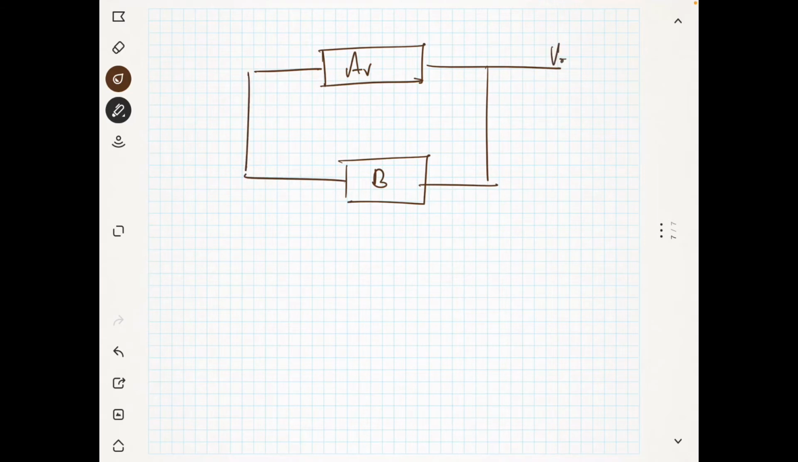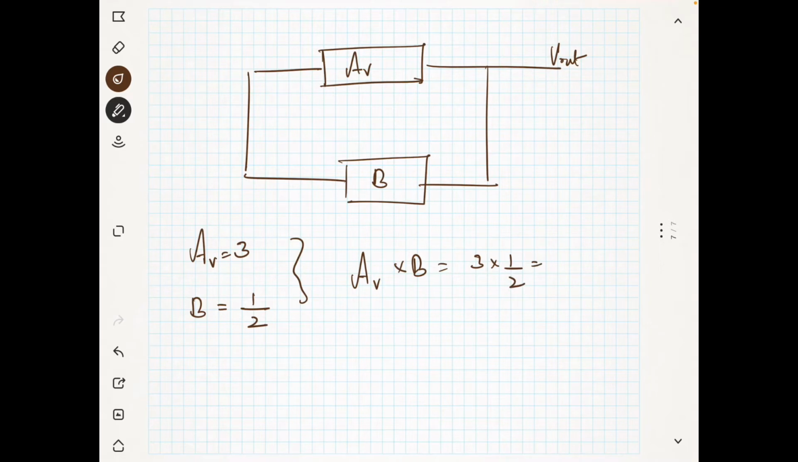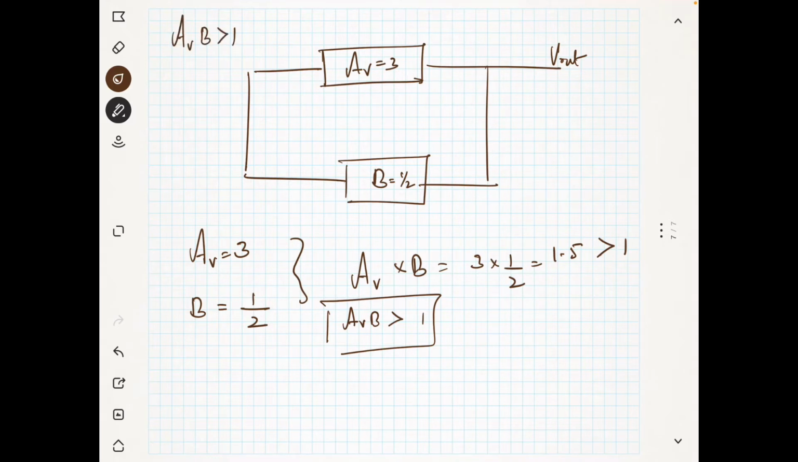This is V out. Suppose you have the gain AV is equal to 3 and you have the B is equal to 1 by 2. Then this means that AV into B is equal to 3 into 1 by 2, which is 3 by 2. It is 1.5 and 1.5 is greater than 1. So this condition is showing AV into B is greater than 1. That means your attenuation is 1 by 2 and the gain is 3.